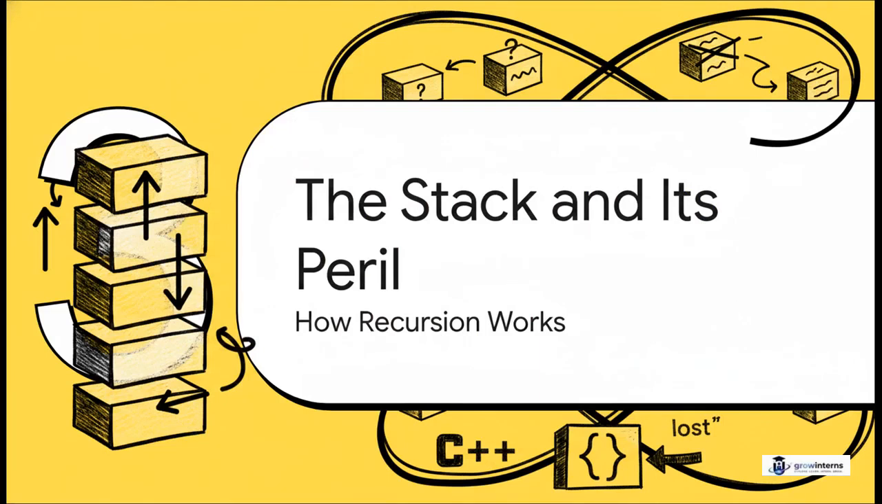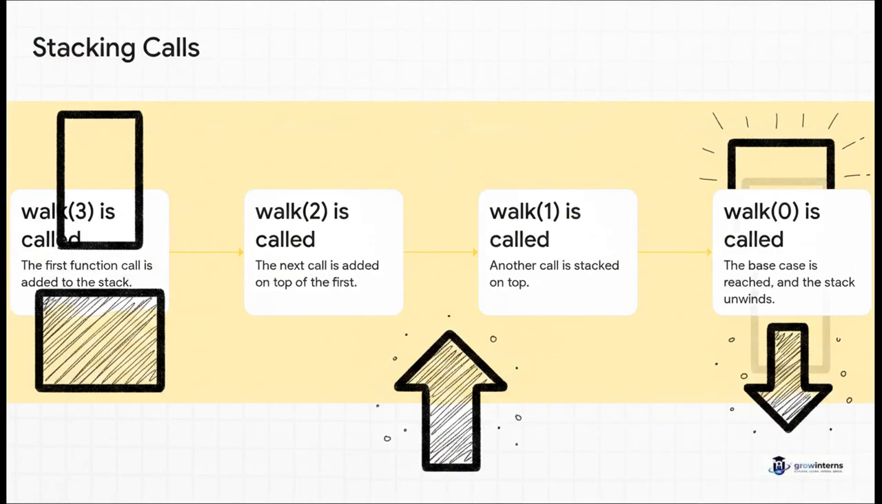Okay, so this probably brings up a big question. How does a function call itself again and again without just getting stuck in an infinite loop forever? The secret sauce here is something called the call stack. Think of it like a stack of plates. Every single time a function is called, C++ puts a new plate on top of this stack. This plate, or stack frame, holds all the info for that specific function call.